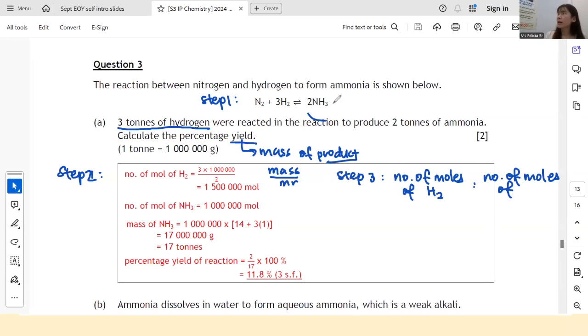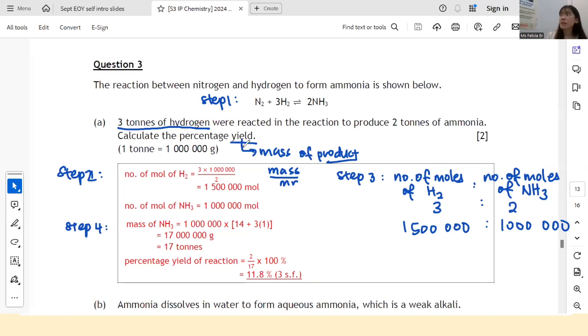So this time around, what's the product? It would be NH3. Now you look at the equation. Hydrogen in front is number 3, NH3 in front is number 2. Then you fill it in. So H2 is 1.5 million, so you just count accordingly. If 3 units is 1.5 million, 2 units would be 1 million. So this would be the number of moles. Then it's done with step 3D. Then you move on to step 4.